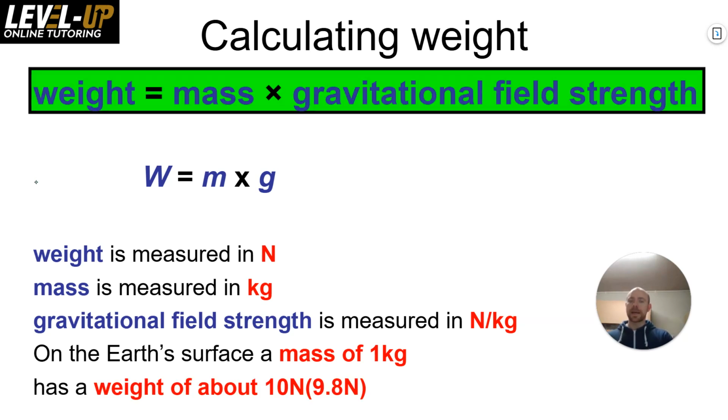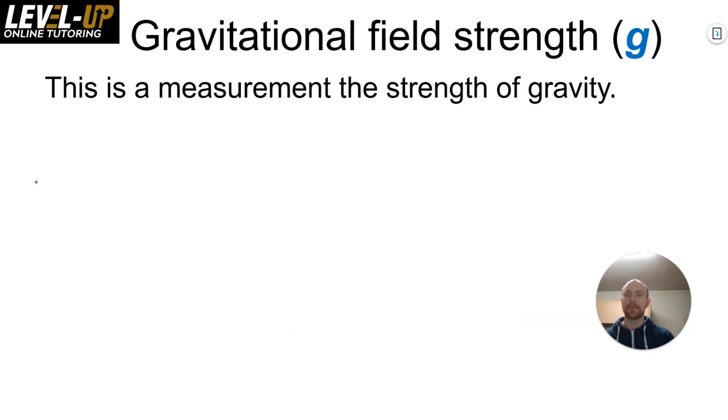On the Earth's surface, a mass of 1 kilogram has a weight of about 10 newtons. Look out on your exam board. Some boards will accept 10 newtons, but many boards want you to say 9.8. But actually be very, very careful. Look in the question, and it should tell you exactly what value for g they want you to use. But what does that g mean?